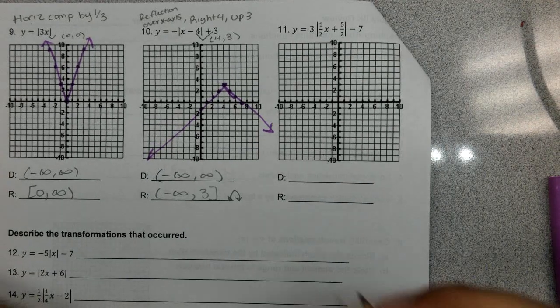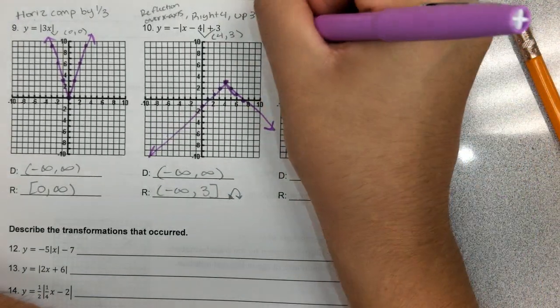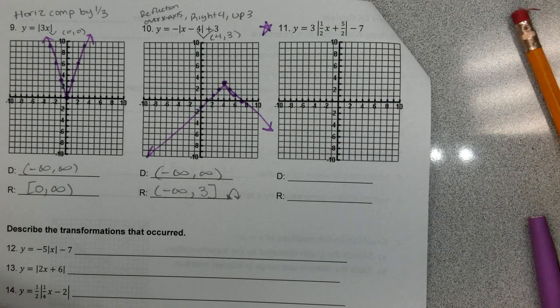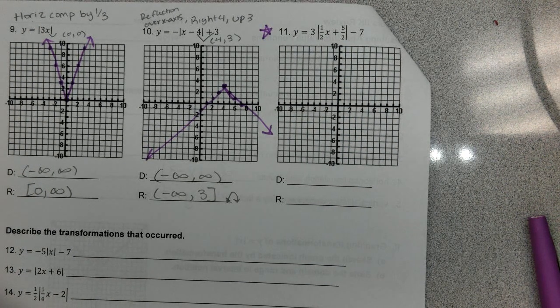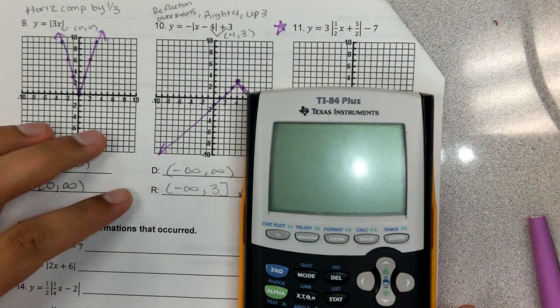All right, so now for number 11. So let's put a star by number 11. All right, for number 11, if you just look at the function, you would think that the vertex would be at negative 5 over 2, comma, negative 7. All right, but let's graph this and see how it looks.